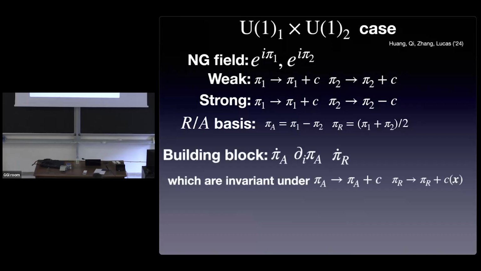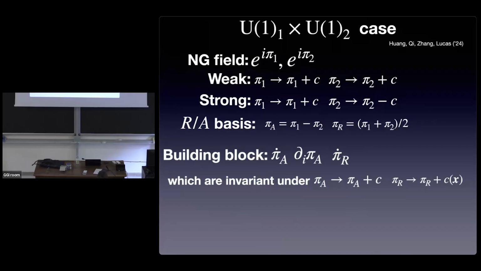Since the weak symmetry is unbroken, we impose gauge invariance for the weak transformation, which means the R degree of freedom is made invariant under this transformation.